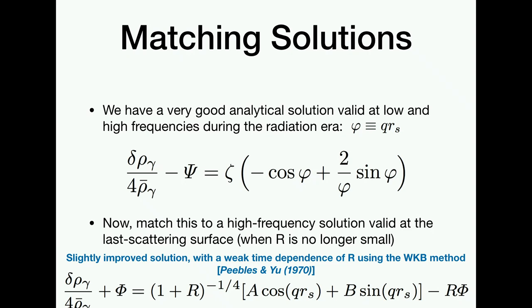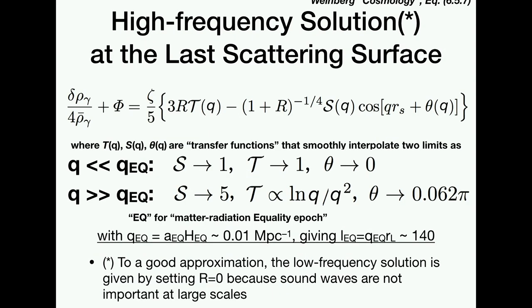Notice that here the coefficient of zeta is minus 1. The coefficient of cosine is minus 1, okay? And because the coefficient of sine is small in the high frequency limit, you can use a trigonometric formula to absorb the sine into a phase shift in the cosine term. That would be the high frequency solution, but for the low frequency solution, you have to get this thing incorporated as well. Then that's the solution, okay? That's equation 6.5.7 in Weinberg's book.